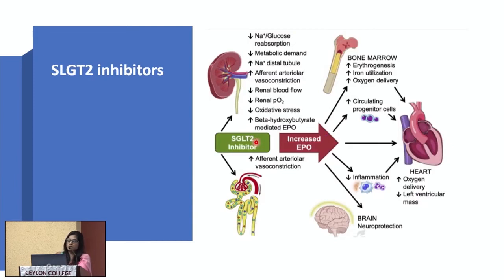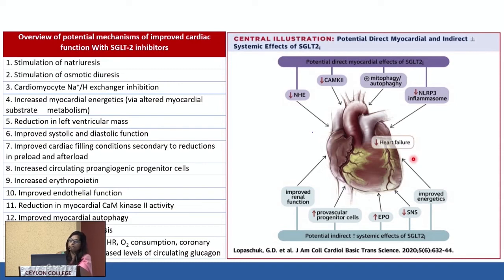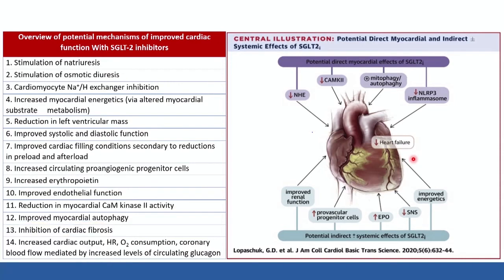And in addition to that, these SGLT2 inhibitors have an effect on afferent arterioles, so they increase the release of erythropoietin, which in turn regulates the circulating progenitor cells as well as inflammatory cells, and which in turn has favorable effects on the heart. It will increase oxygen delivery as well as reduce the left ventricular mass. Now, we have direct as well as indirect actions of SGLT2 inhibitors on the heart. We have discussed the indirect actions, and we'll now move into the direct actions.